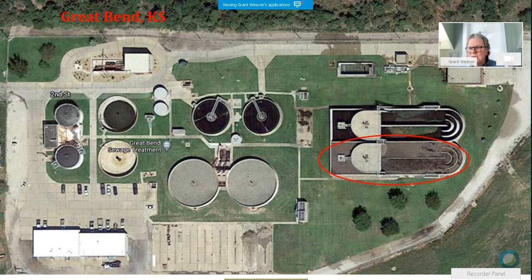So first they had to spend 25 grand or so to put in the variable drive on their motor. They already had the DO feedback loop, and then they controlled that so that the mixer is running just enough to give them ammonia removal, but not so much that all that oxygen's moving throughout the ditch, and they have a nice zone for nitrate removal.